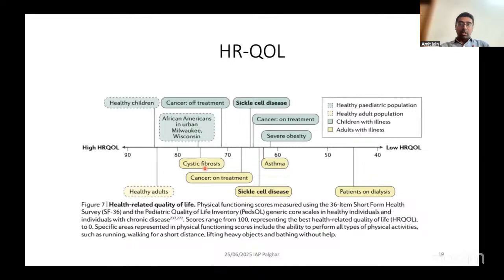So why are we talking about sickle cell anemia here? Because, whether it can affect quality of life, yes, sickle cell anemia can affect quality of life. The quality of life of these patients is like that of cancer patients who are on treatment.